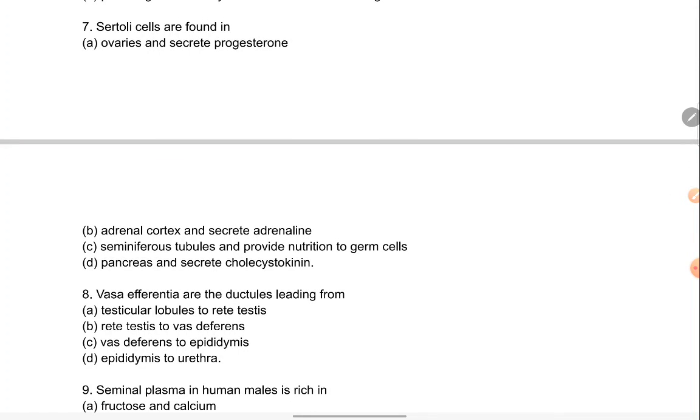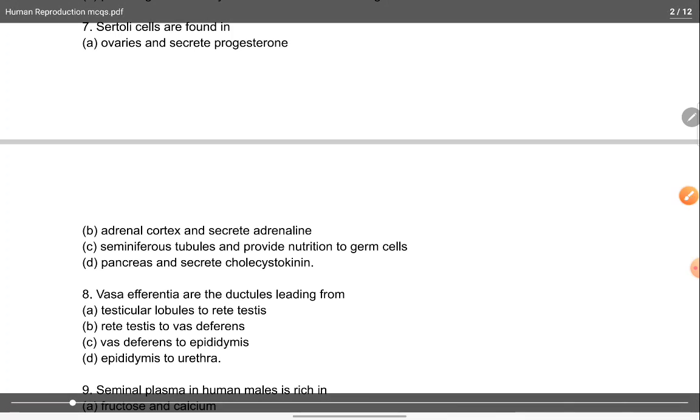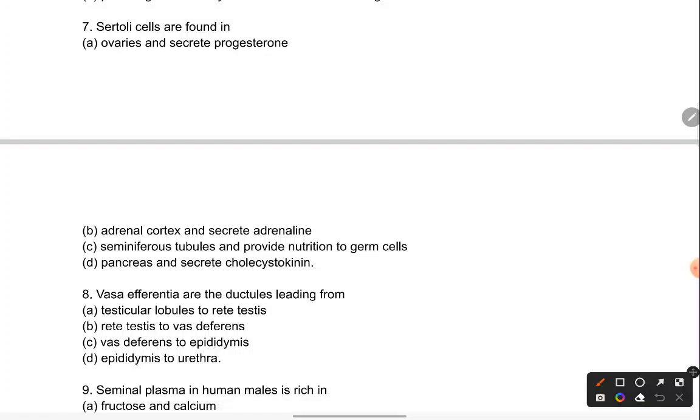Question number 7. Sertoli cells are found in ovaries and secrete progesterone, adrenal cortex and secrete adrenaline, seminiferous tubules and provide nutrition to germ cells, pancreas and secrete cholecystokinin. So Sertoli cells are what? I have told you those highly coiled structures present inside the testis are called what? Seminiferous tubules. And in the walls of the seminiferous tubules, there are mainly two different types of cells.